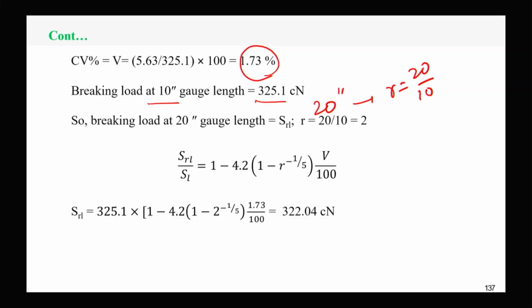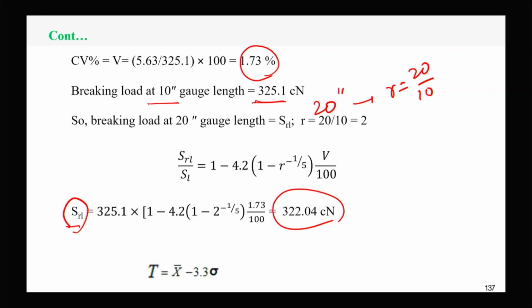and using this relationship we can calculate the breaking load at 20-inch gauge length, which is 322.04. At 10-inch it was 325. Okay.